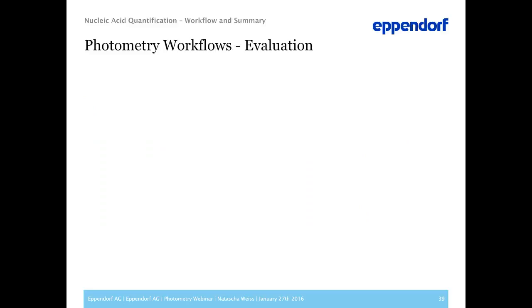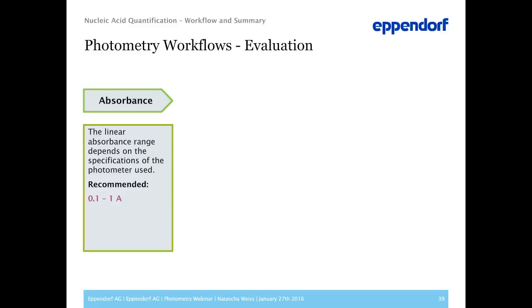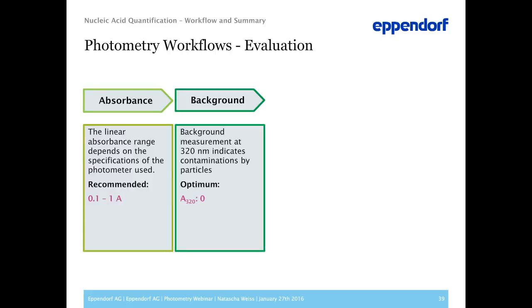After reading the samples, it is important to evaluate our results. The first and most important point is whether absorbance values are within the linear range of the photometer. Then look for background at 320 nanometer. Low values up to approximately 0.03 may be corrected. That means they are subtracted from all other results. If the absorbance is higher, it is advisable to look for the cause of background absorbance.